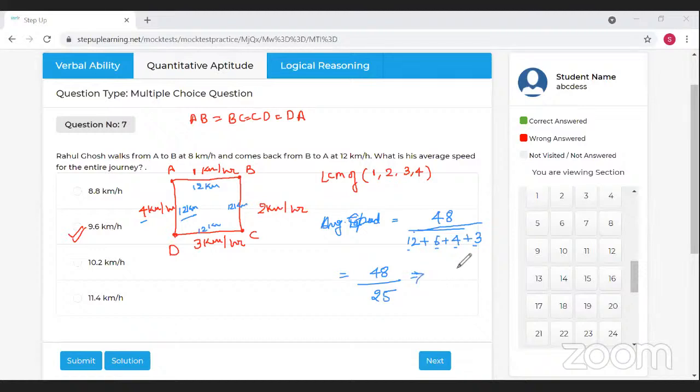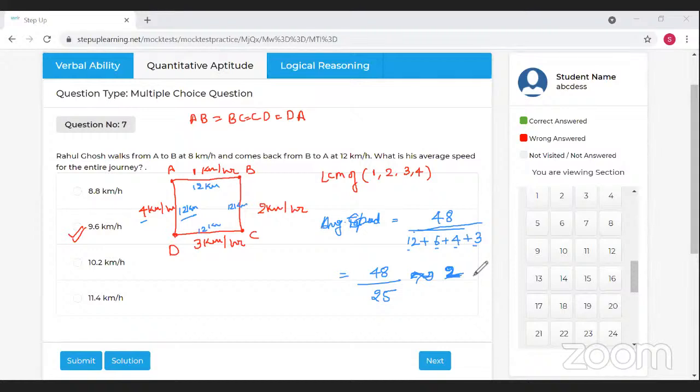So the answer will be 1 point something, close to 2. You can say approximately 2, right? Approximately 2. It is 1 point something. 25 into 2 is 50. So those whoever are saying 1.92, those are all calculator answers. You don't understand what you did not understand.